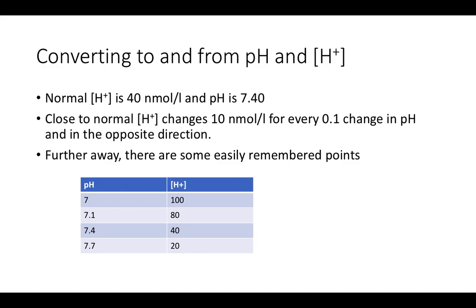But there are some easily remembered lodestars in the current political terminology. A pH of 7 corresponds to a hydrogen ion concentration of 100, pH of 7.1 is 80, and a pH of 7.7 is 20. And so if you're not close to normal pH, you can get a pretty close approximation by interpolating linearly between these values.